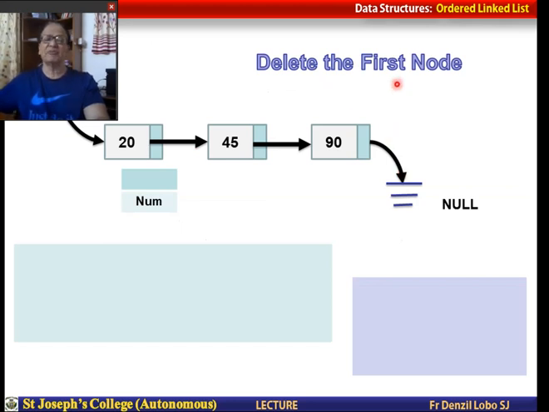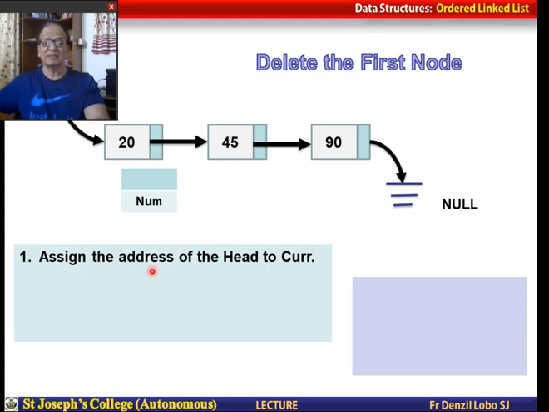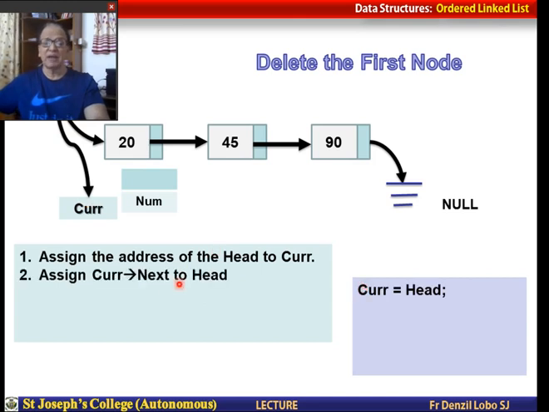Here, how to delete the first node of a list. So here you have head pointing to the first node. Let us see the algorithm. First, again, assign the address of the head to current. So head is assigned to current. Then what do we do? Then assign current next to head. This is current now. Current next is assigned to head. So that is what is happening. Therefore, head is equal to current next.